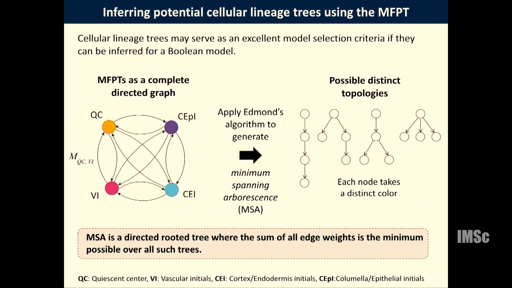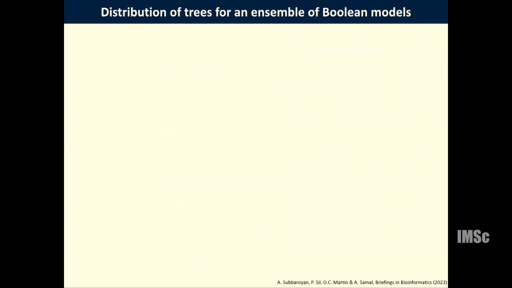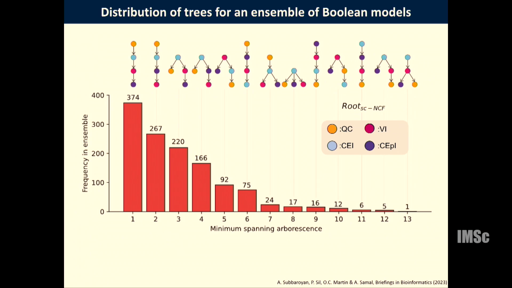So for different models, we have these 1275 models, right? They will have different MFPT values. So you will get different trees for them. Okay. And this can be approximated by the cellular lineage tree, and that's what we did. So for the 1275 models, we computed the MFPT between all pairs of the 4 attractors, and then we computed the tree.